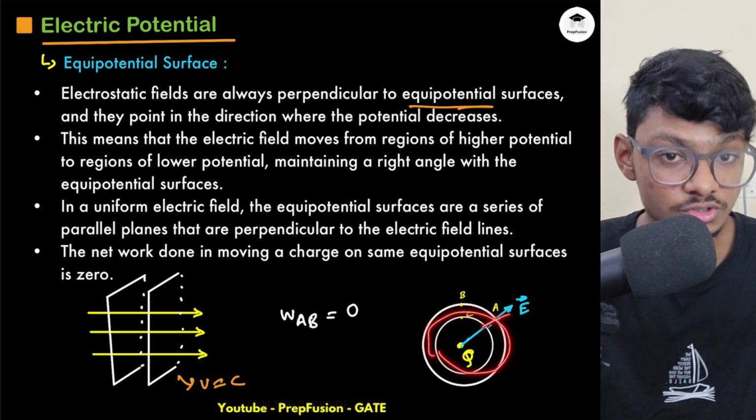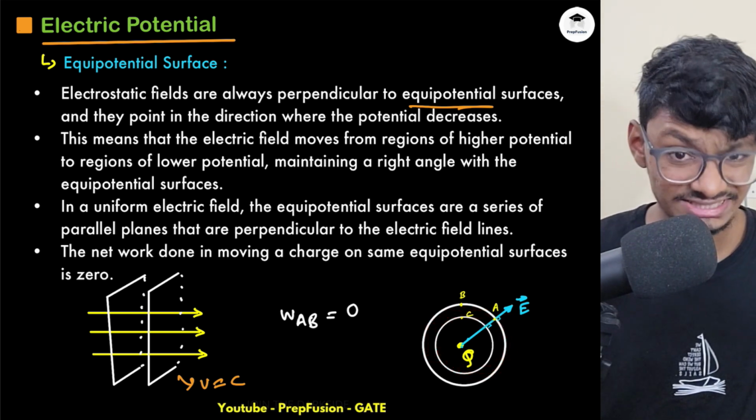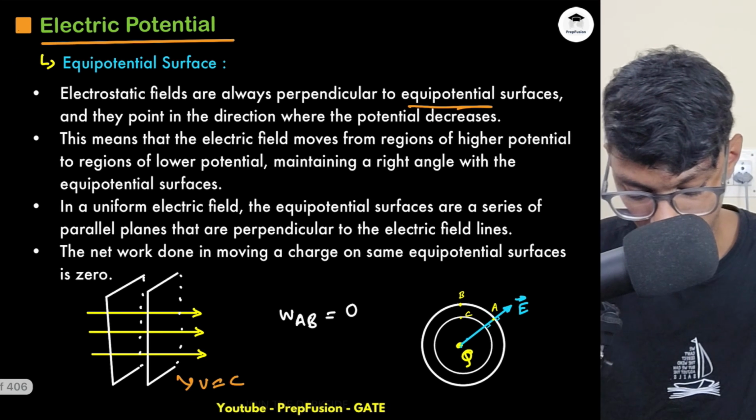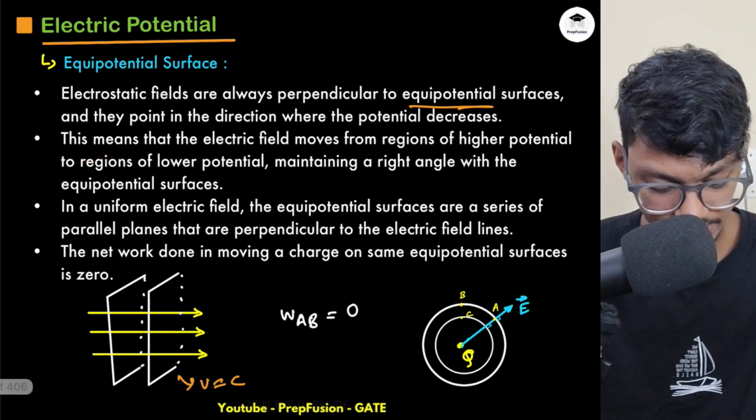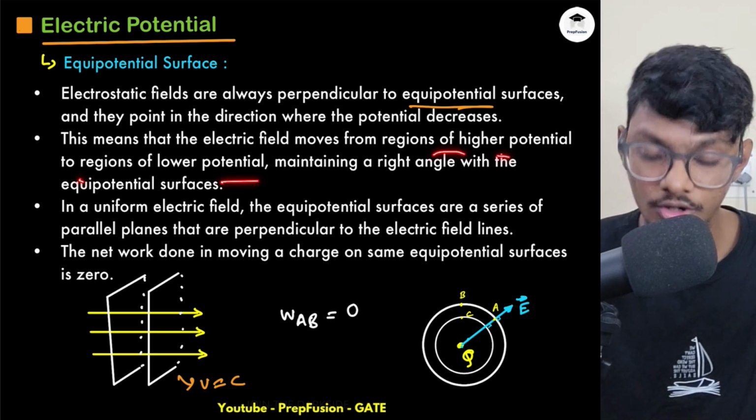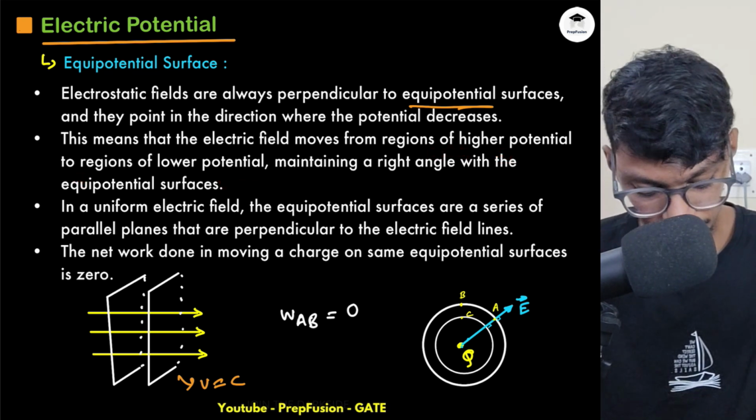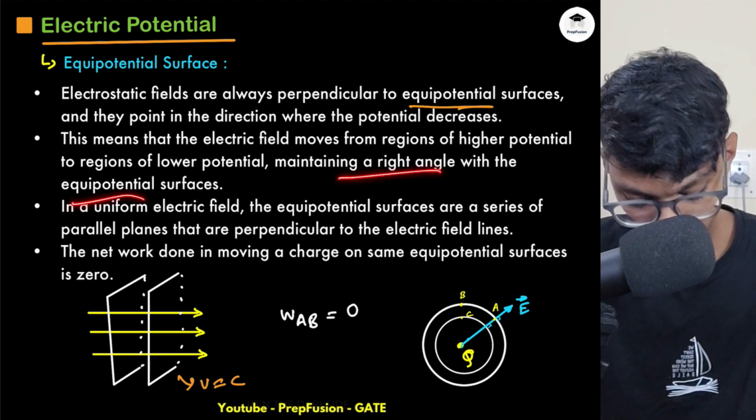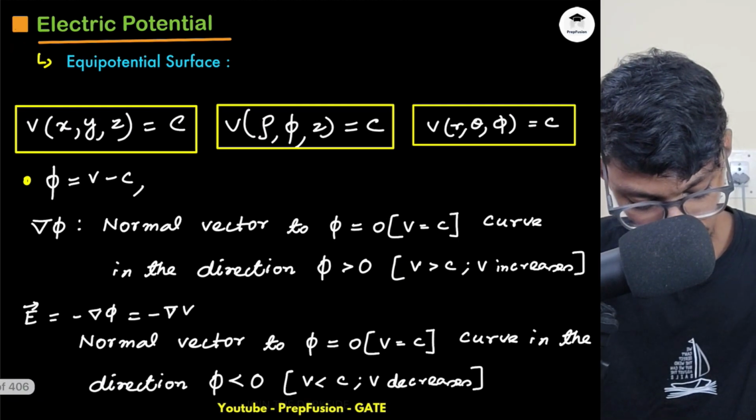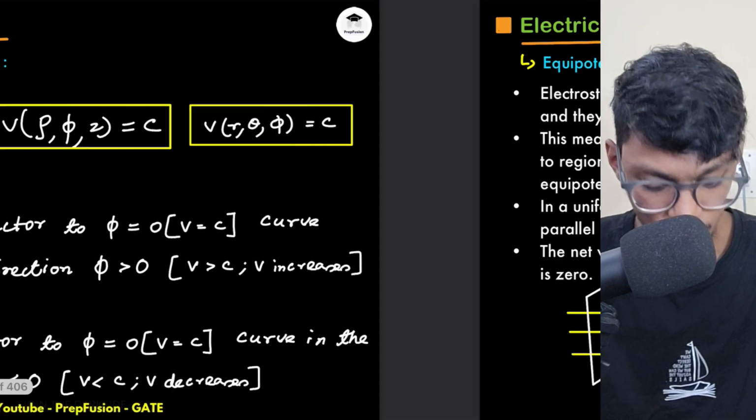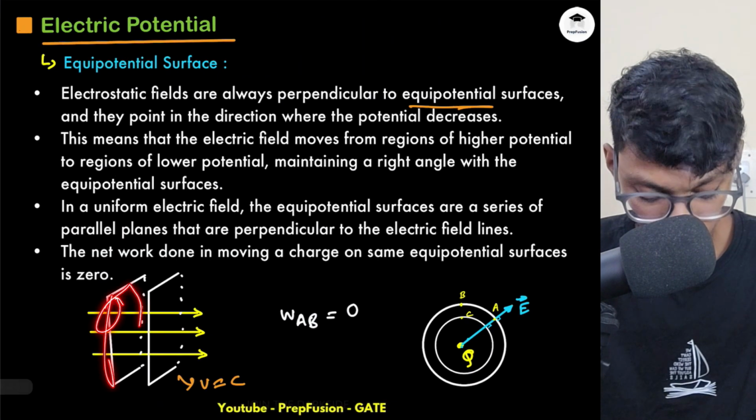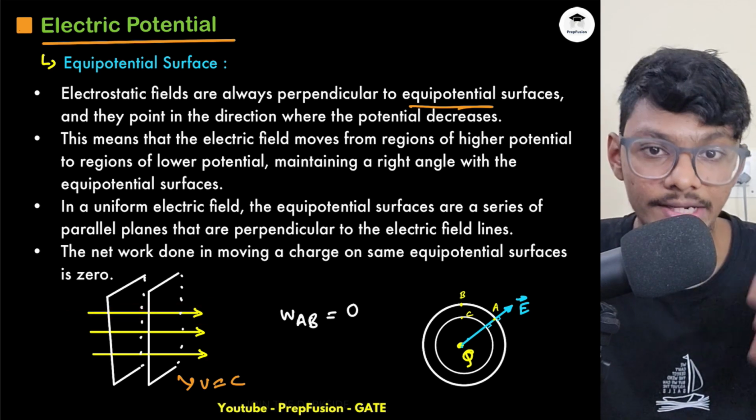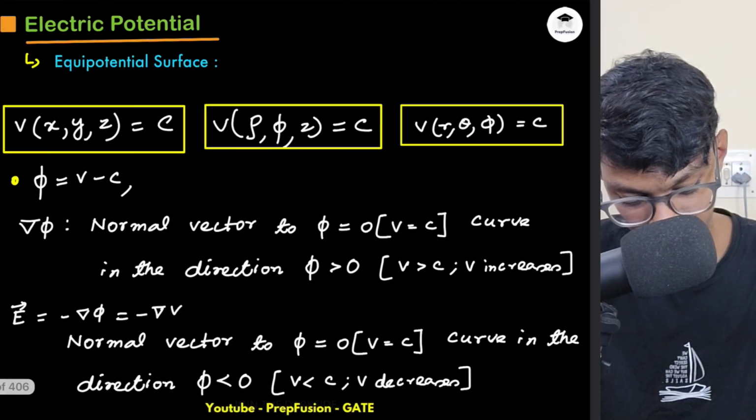Just like here, if I have a sphere, that's why we choose a sphere as an imaginary Gaussian surface. Things become so much simpler. Okay, so this means that electric field moves from regions of higher potential to regions of lower potential, maintaining a right angle with the equipotential surface. Like I told you, this is in the direction where V decreases. So this surface will have more potential than this surface, because electric field will move from higher potential to lower potential, as mentioned here, right?